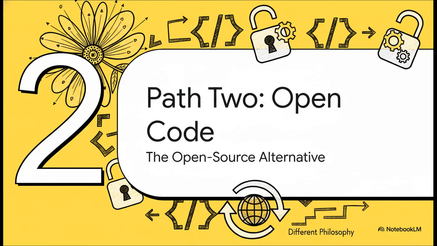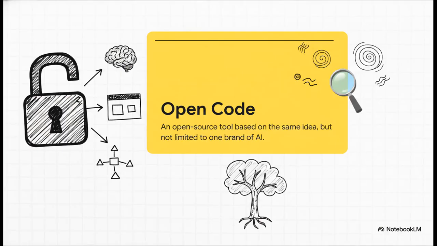Now let's look at path number two, Open Code, the open source alternative. And this represents a completely different philosophy. So, Open Code is built on the exact same idea as Claude Code, an AI agent in your terminal. But the crucial difference is right there in the name. It's open source. And that taps into the collective power of the entire developer community, offering a level of freedom and innovation that a single company might really struggle to match.